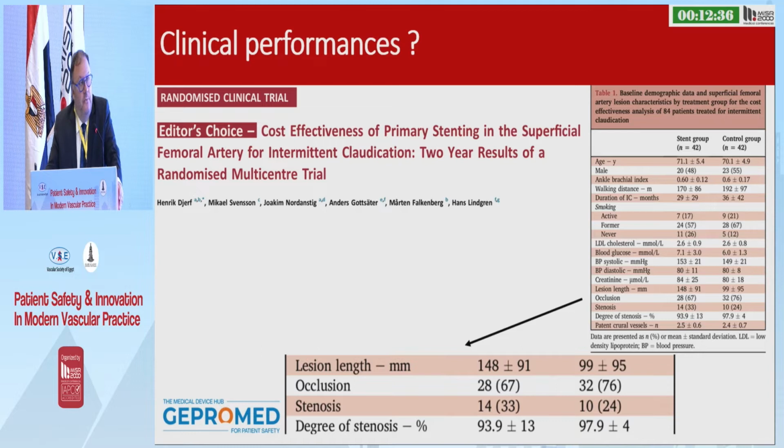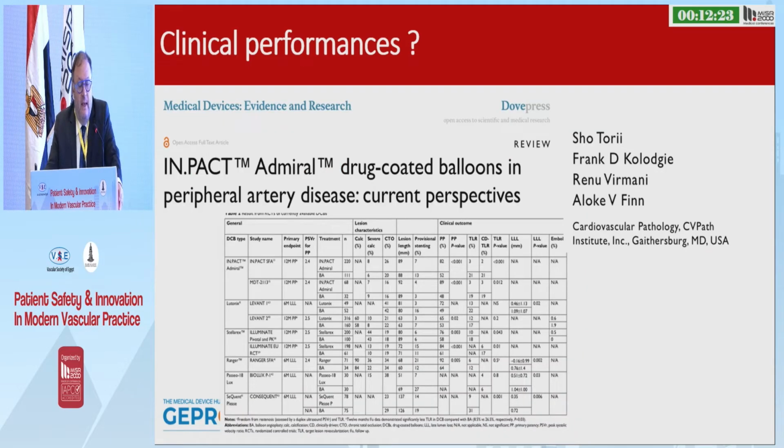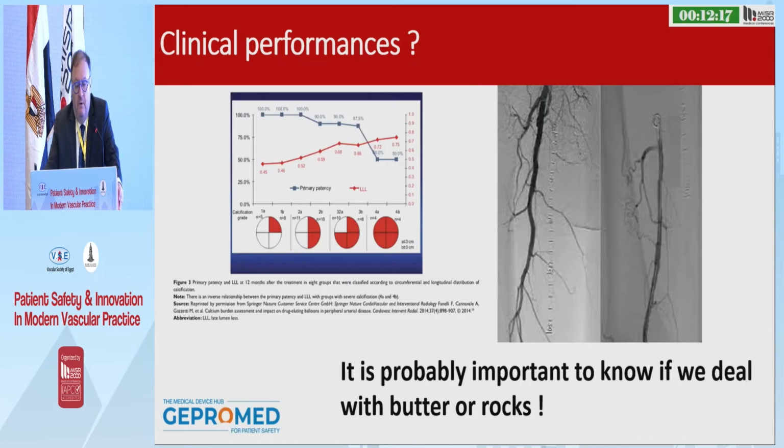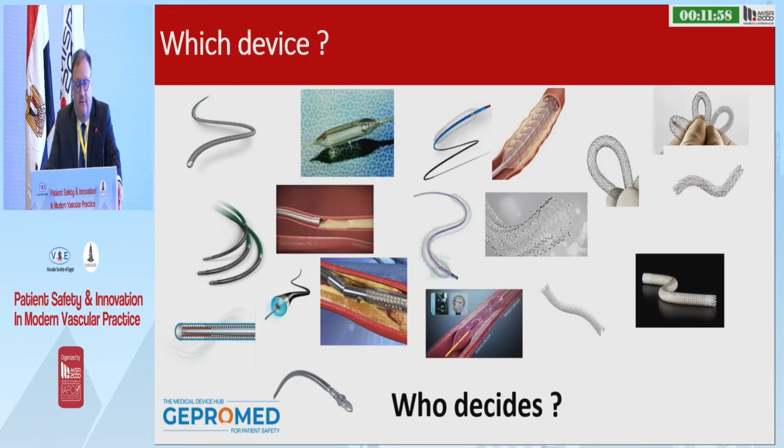What about clinical performances? If you read the literature, you see that finally we only take care of the length of the lesion, of the occlusion, and the degree of stenosis. The length seems very important. We have that in different studies, here, these studies in the Impact Admiral. But also, we sometimes take care of the level of calcification. We heard about that just before with this Fanelli classification. Then I think it's very important to know if we deal with butter or rocks inside the SFA.